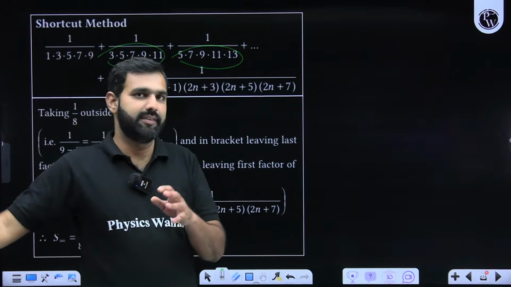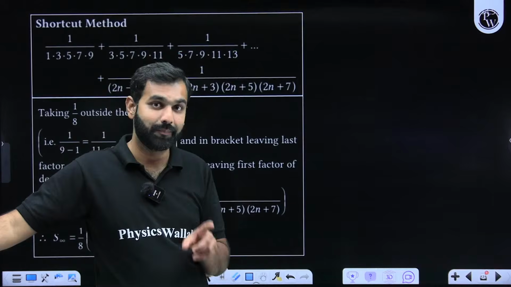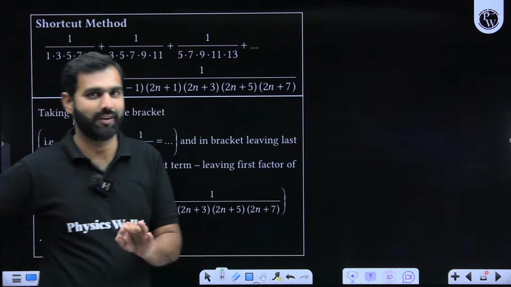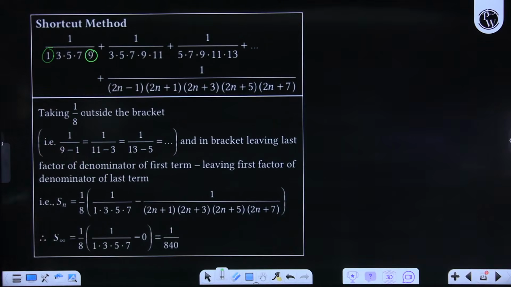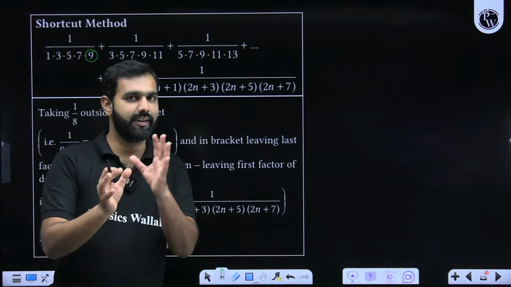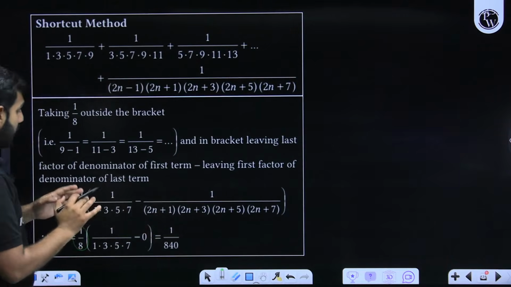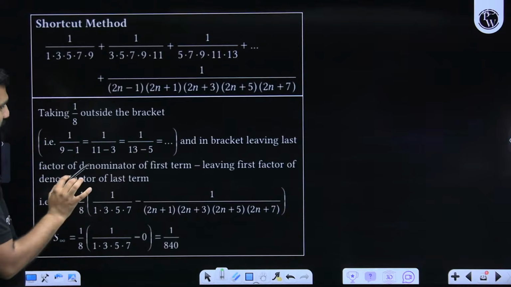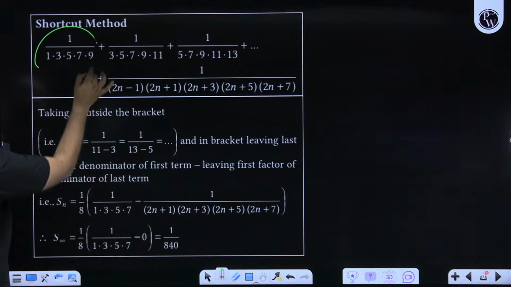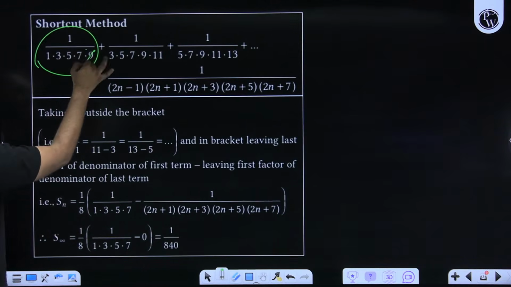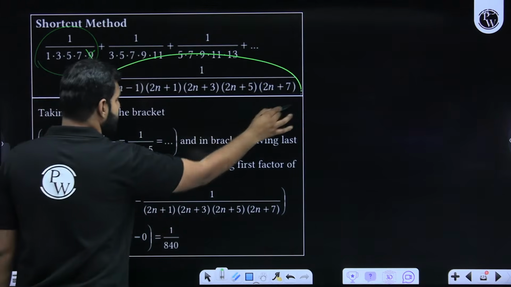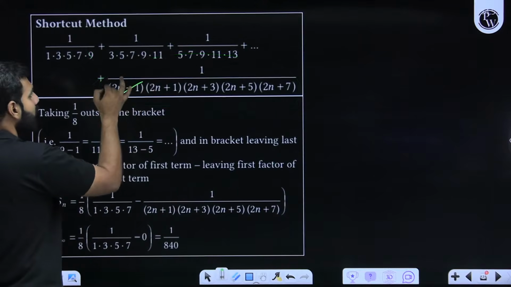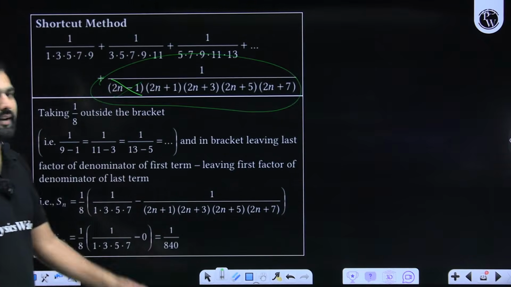So one of the methods is the telescoping sum, the Vn method. The other method is the shortcut. What does it say? Take this difference, 9 minus 1. What is it? 8. Write 1 by 8. The answer is there within the next 10 seconds. What is the answer? Write the first term, which is this one, but remove the last factor from it. Minus. Write the last term, but remove the first factor from it. And that will be the answer.